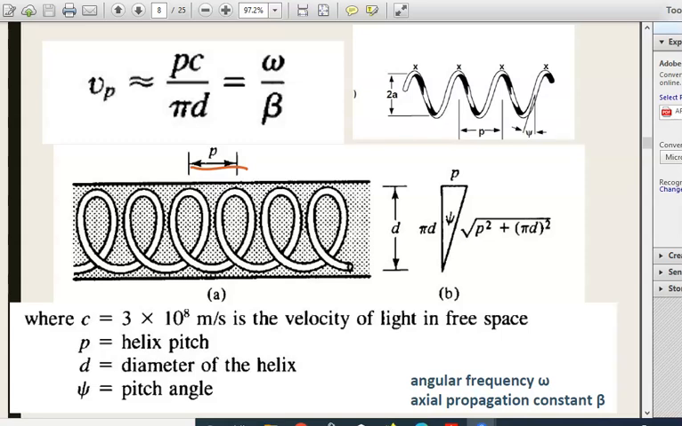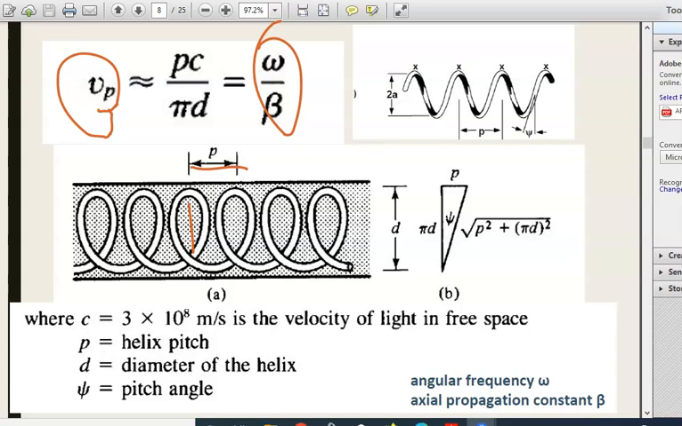C is the velocity of light in free space, and D is the diameter of the helix. Vp is also equal to omega by beta, which is very important, where omega is the angular frequency and beta is the propagation constant. Vp is the new velocity, which we call the phase velocity.